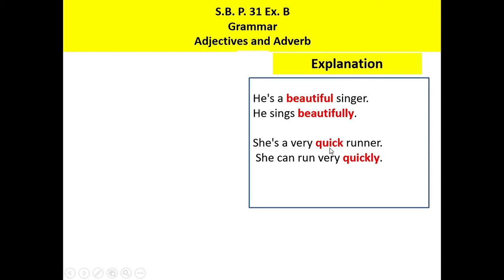She is a very quick runner. Quick here is an adjective because it describes a person. While in "she can run very quickly," you describe the running itself with this word, so quickly is an adverb. She's a good worker. Good is an adjective because it describes the person herself, but well will describe the working, the way she works, so it's an adverb.